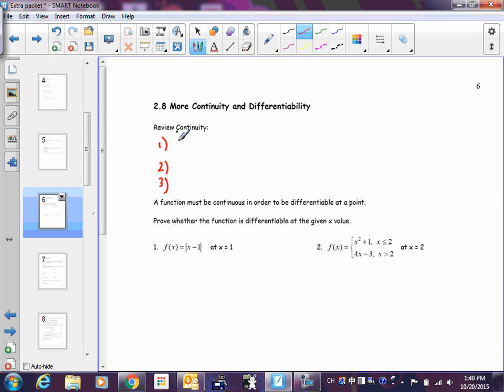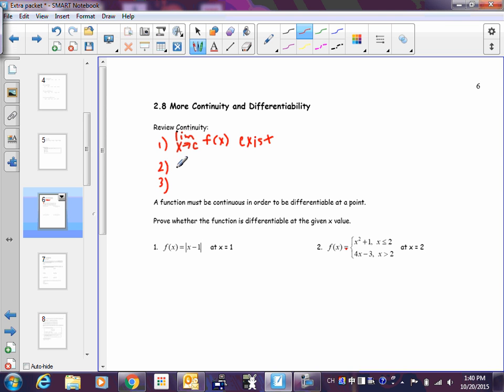So it can't have a hole or a vertical asymptote, and that was all great, but that wasn't part of our proof. First, the two different limits had to be equal. So just to wrap all that up, the limit has to exist, which means if you're dealing with a piecewise function, the left-sided limit has to equal the right-sided limit.